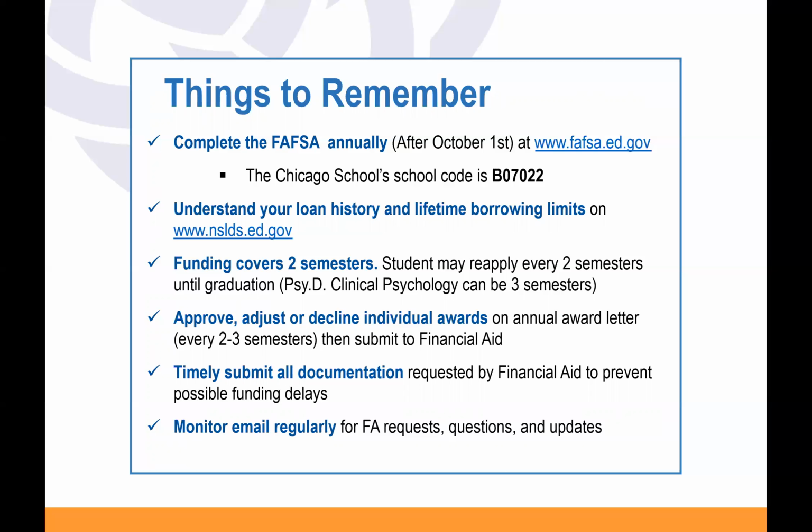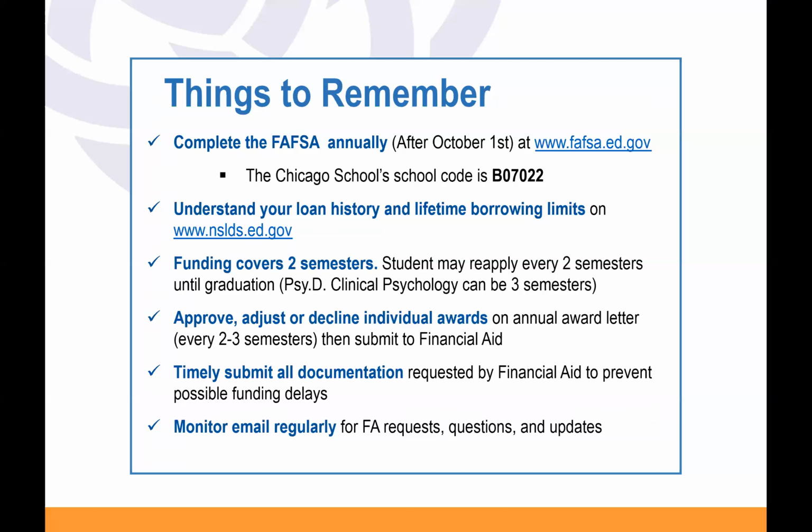Next would be, we fund every 2 semesters. Just because you were eligible for the 20,500, that is not for your full program. We do it every 2 semesters, so it'll be for this coming academic year, the fall and the spring. If you're a PsyD clinical psychology student, it'll be the same thing, fall and spring, and then the next academic year it'll be 3 semesters. Of course, we adjust their eligibility, but that's because it's a different program. So keep that in mind. It's every 2 semesters.